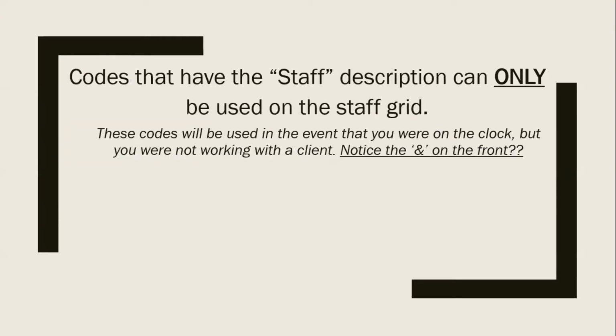So commandment number 2 really says codes that have the staff description can only be used on the staff grid. Now remember, the staff portion of the map or the grid is the top half. Again, that's your payroll. So obviously the bottom half is the clients. And my subnote says these codes will be used in the event that you are on the clock, but you are not working with a client. Notice the ampersand on the front, which we'll get to in a second. So example, this is time like sick time, personal time, vacation time, time that you're going to get paid for, but you are not providing any services to a client, so we can't bill for that.